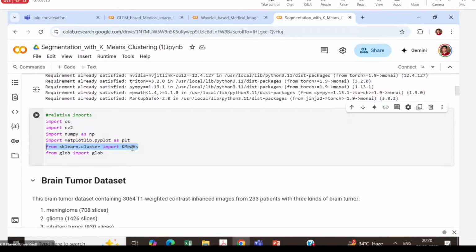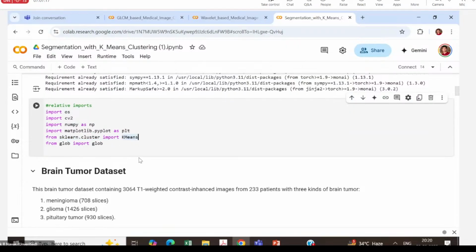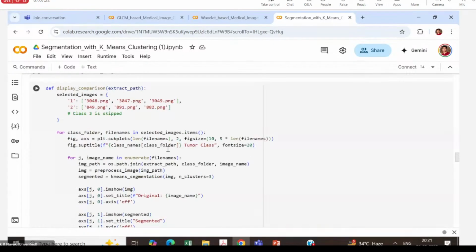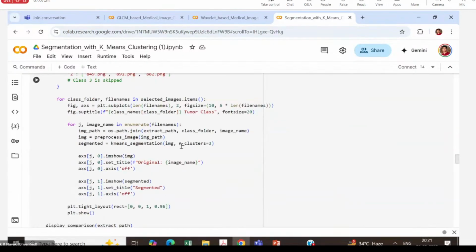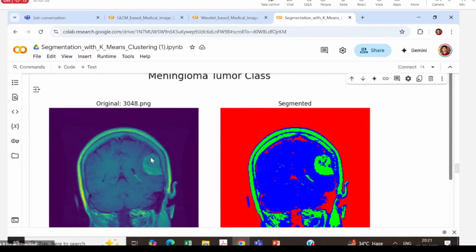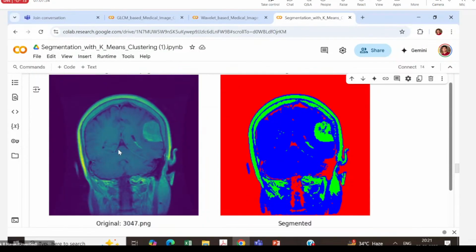So I've directly loaded that particular function, k-means, and I'm just directly using that function and passing how many clusters, right? It is asking me how many clusters you want to have. So I have just passed 3 as the number of clusters right here. And if you want, you can also change it, and you can get the values. For this particular image, this is the output you are getting.